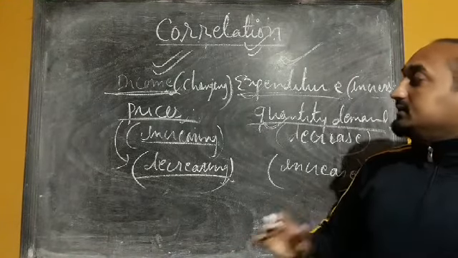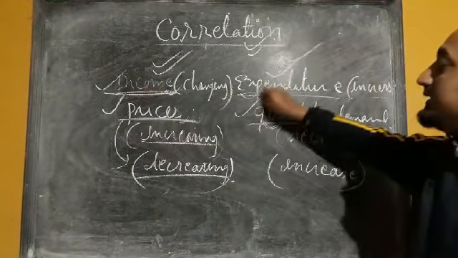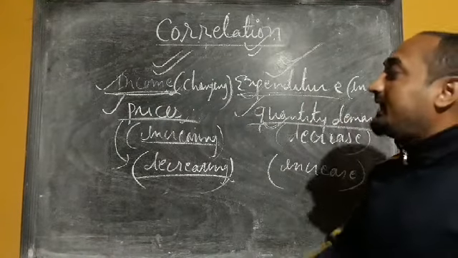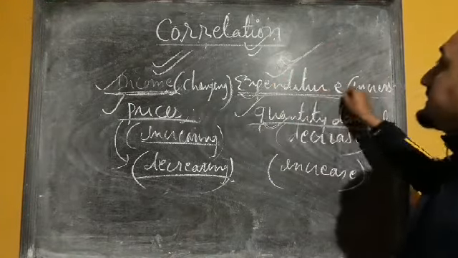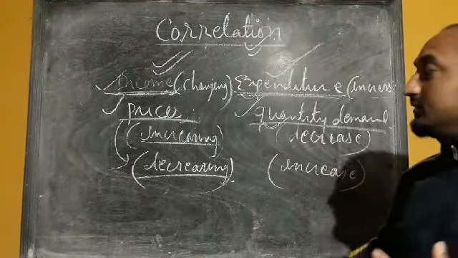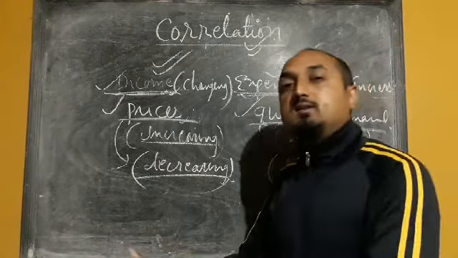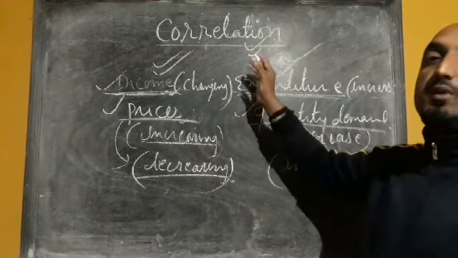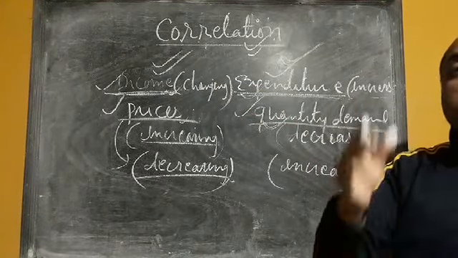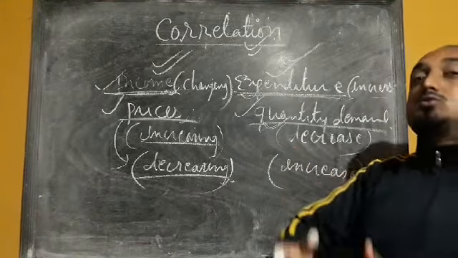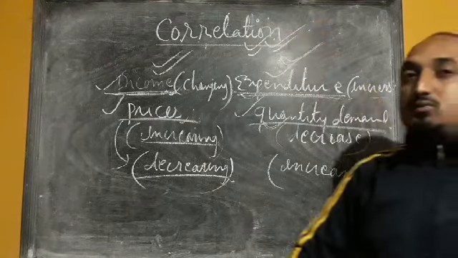If you take the example of income and expenditure, or the example of price and quantity demanded, in each case we have seen that if the value of one variable changes, such as income, it also changes the value of the other variable, expenditure. If our income is increasing, expenditure will also increase. If our income is decreasing, expenditure will also decrease. So we can see that when one variable is changing, it is also changing the value of the other variable. So that is exactly correlation. Once again, what is correlation?